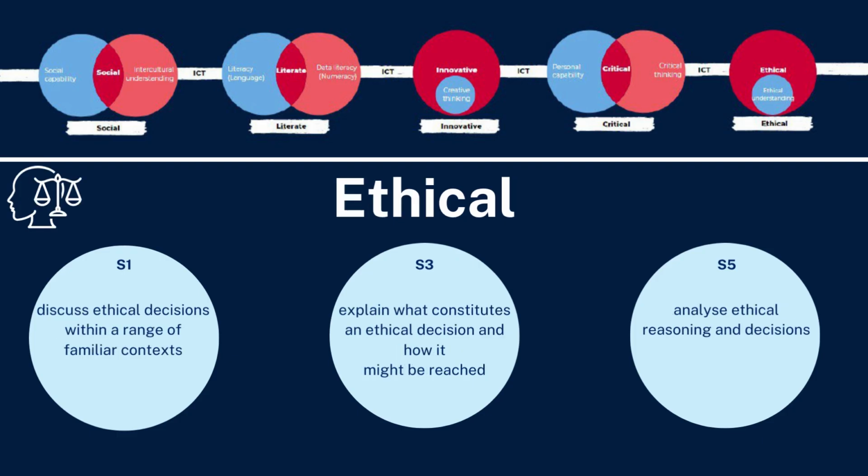In the final element, that of ethical strand, students apply reasoning to consider the influence and impact of information on others. Ethical reasoning is a type of critical thinking that uses ethical principles and frameworks. It is a process of identifying ethical issues and weighing multiple perspectives to make informed decisions.